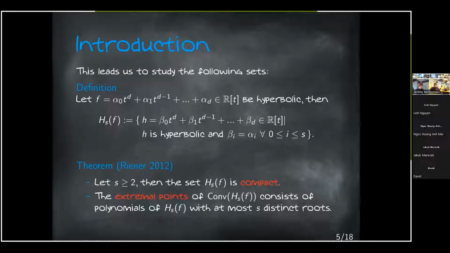And since the compact set has extremal points, you identified that all the extremal points consist of polynomials with at most s distinct roots. So that kind of finishes the proof I was talking about. And yeah, the extremal points are the polynomials that cannot be expressed as a convex combination of some other polynomials in the set. So these are some quite nice properties. We're gonna look at some others.